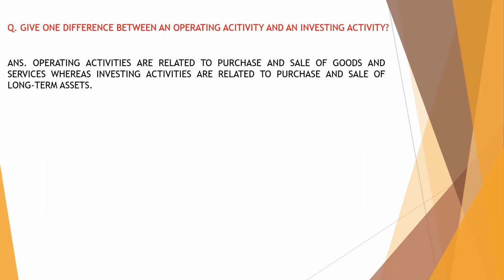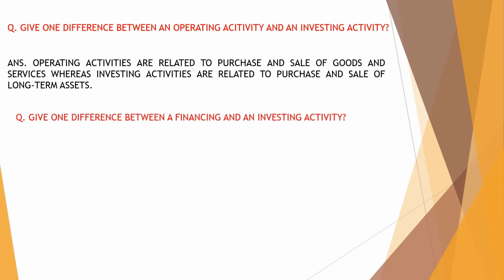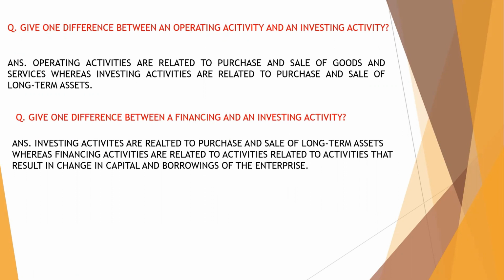Now, give one difference between operating and investing activities. Operating activities are related to the business, that means purchase and sale of goods and services, whereas investing activities are related to purchase and sale of long-term assets. Now, what is the difference between financing and investing activities? Investing activities are related to purchase and sale of long-term assets, whereas financing activities result in change in capital and borrowing of the enterprise.